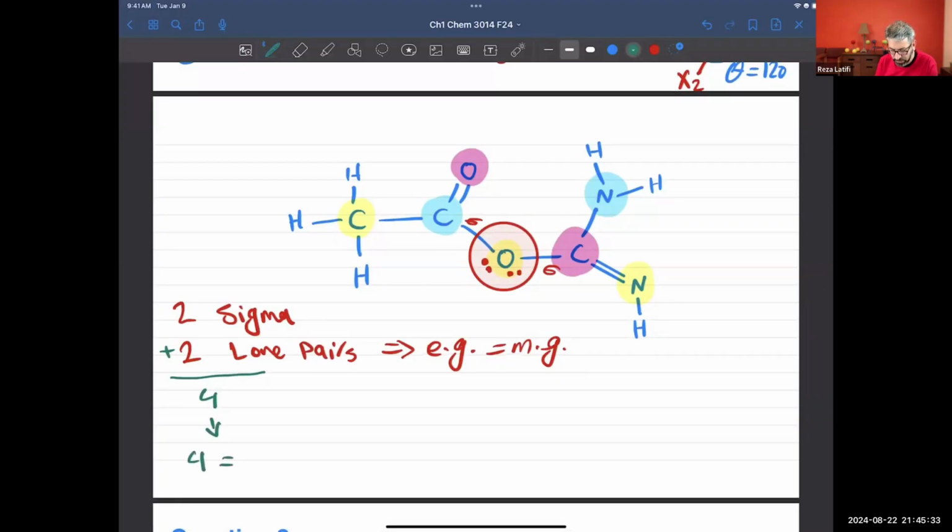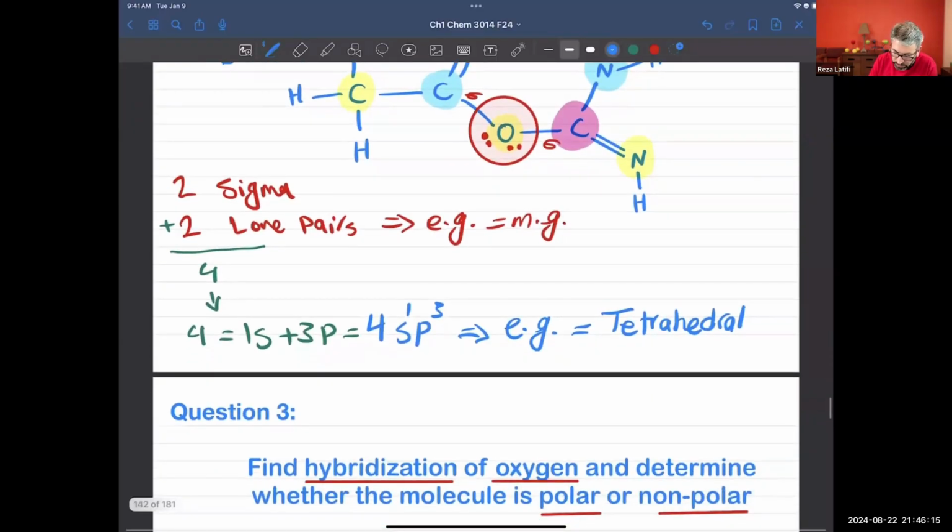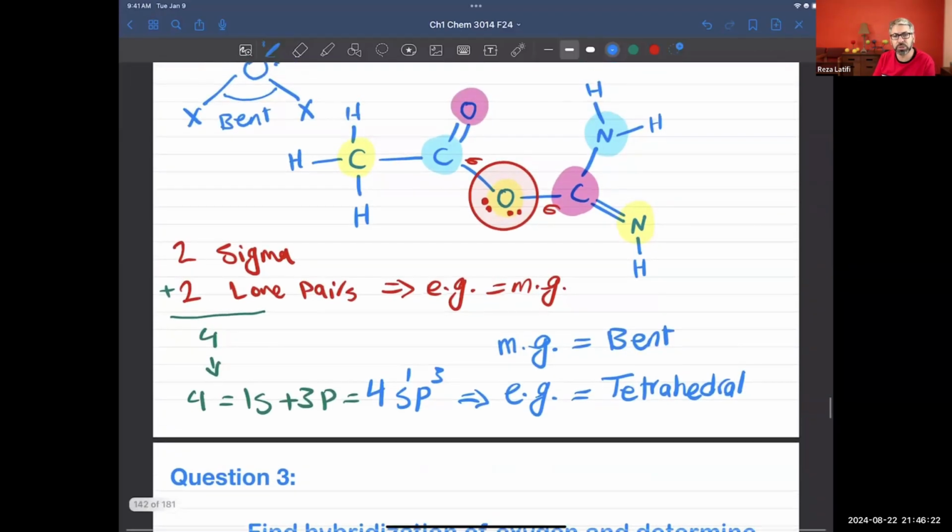1 from S, 3 from P, I get 4 orbitals of S1 and P3. Because the hybridization is sp3, the expected electron geometry should be tetrahedral. But what's going to be the molecular geometry? I see oxygen with 2 lone pairs attached to 2 different atoms. What should I call it? It will be bent. So the molecular geometry will be bent, because I have 2 lone pairs.